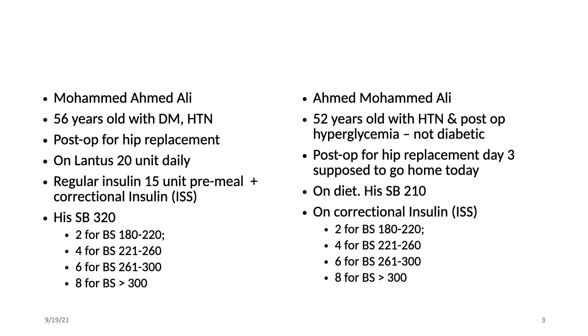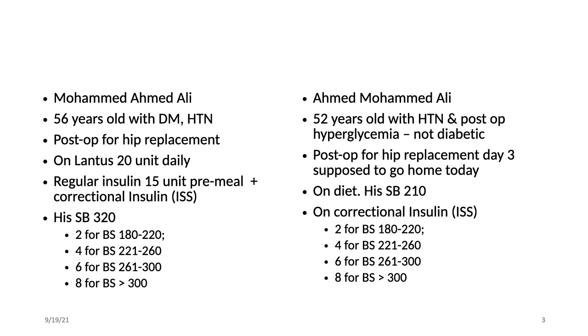Muhammad Ahmed Ali, a 56-year-old man with diabetes and hypertension, post-operative for hip replacement, on Lantus 20 units daily, regular insulin 15 units before each meal, plus correctional insulin, what we call nowadays an insulin sliding scale. His regimen is as shown here. His blood sugar now is 320, so he is supposed to take 8 units plus the pre-meal dose, and this will end up to be 23 units.